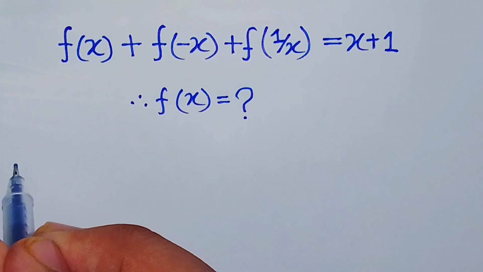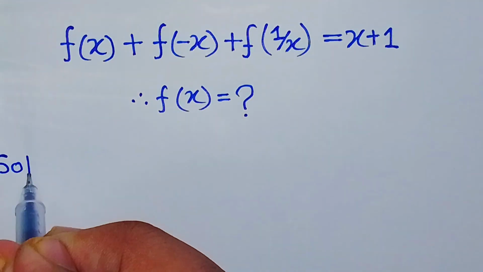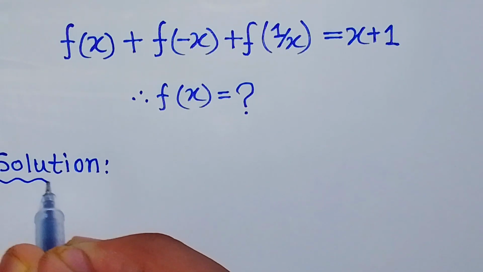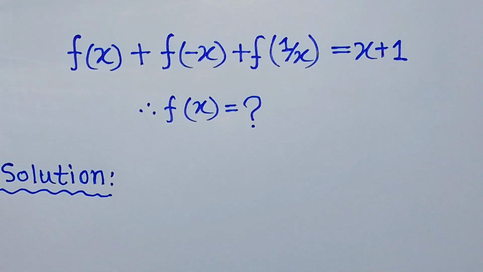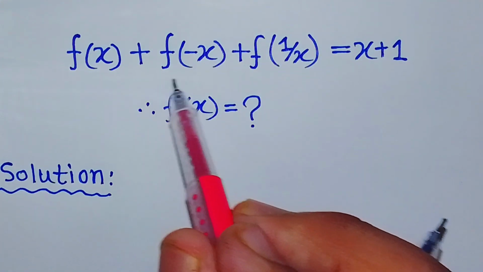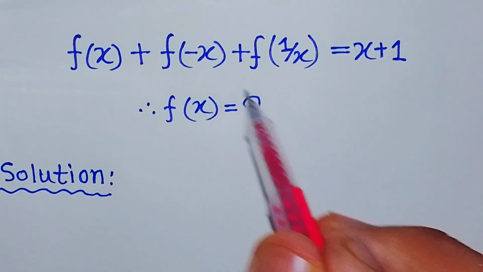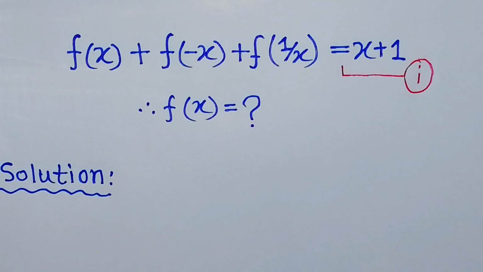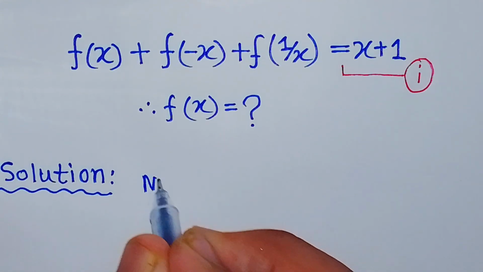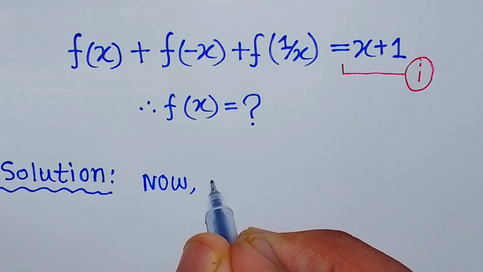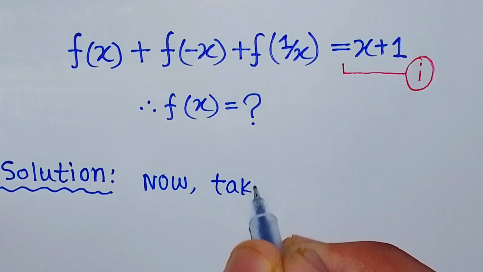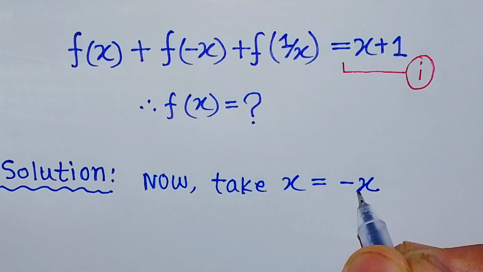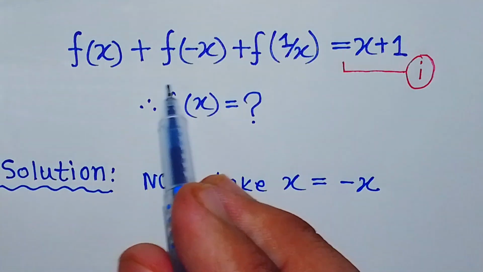In this video, we want to solve the Math Olympiad algebraic functional equation: f(x) + f(-x) + f(1/x) = x + 1. Then what's the value of f(x)? At first we can take f(x) + f(-x) + f(1/x) = x + 1 as equation number 1.